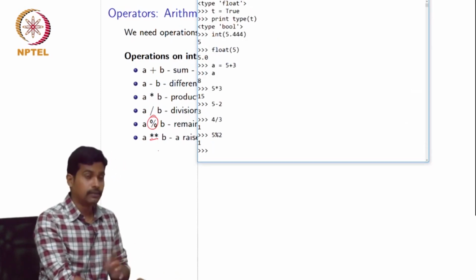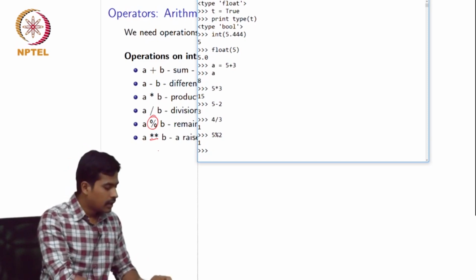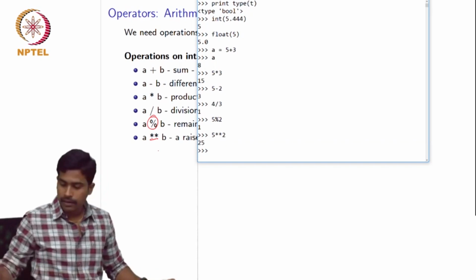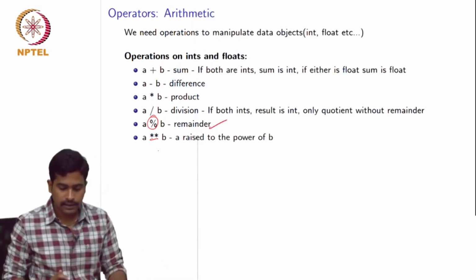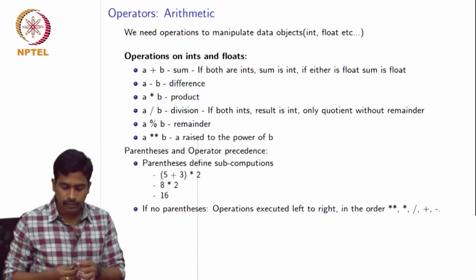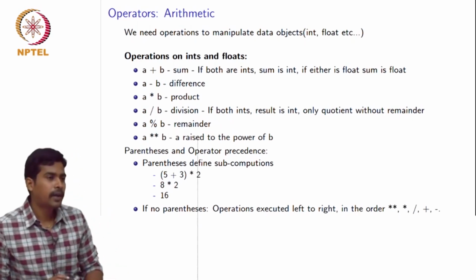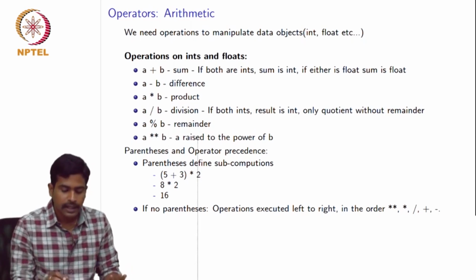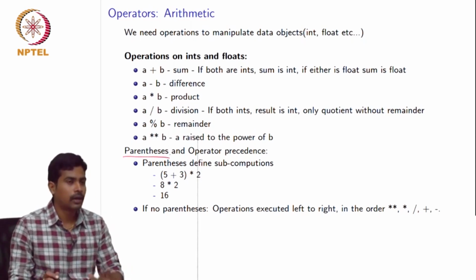So 5 percentile 2 is 1 and 5 power 2 is 25. Okay. So now we have seen these. Another important thing that you have to keep in mind when using these arithmetic operations is where you keep your parentheses.